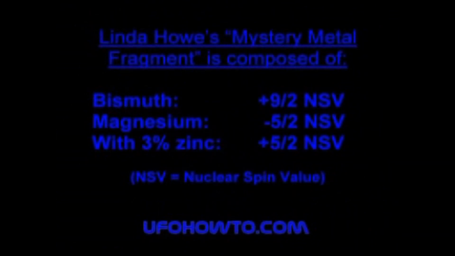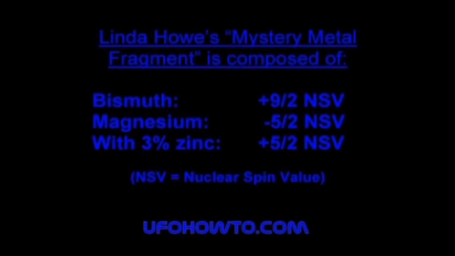Linda Howe's mystery metal fragment most likely did in fact come from a UFO-style craft. If you look at the materials involved, a layer of bismuth with a positive 9/2 odd nuclear spin value, and magnesium with a negative 5/2 nuclear spin value, and even the trace amounts of zinc at less than 3% with a positive 5/2, do indeed create the differential that is most effective for creating the electrogravitic effect.